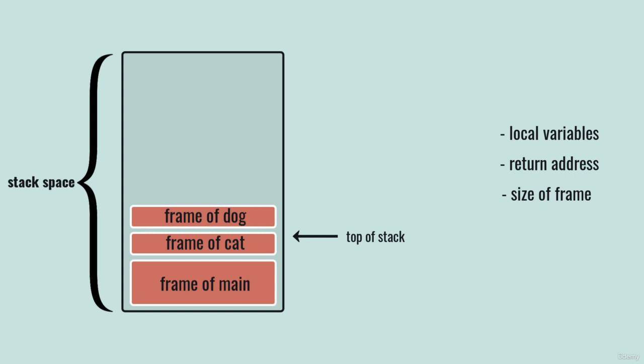Now the diagram here suggests that the stack grows from the bottom, but in many cases the stack frames start at high memory addresses and grow downwards. This in fact is the case with x86 CPUs. This choice though is mostly arbitrary.